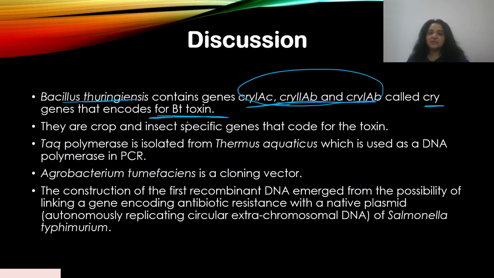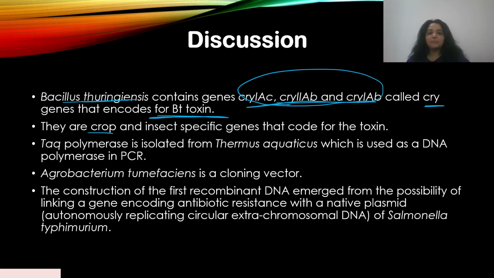Now, this toxin is very, very important because it behaves like an insecticide. So if the insect eats that particular toxin, it dies. Okay, so that's why it behaves like an insecticide. You don't need to use insecticides for that. You can incorporate this particular gene into that plant, and that behaves like an insecticide. So the plant is safe from the insect.